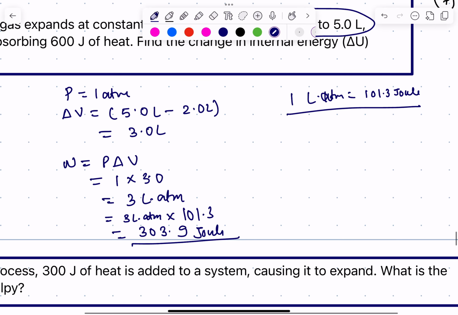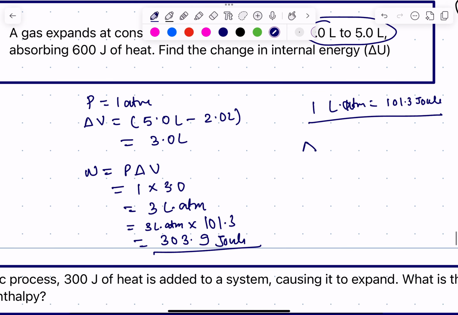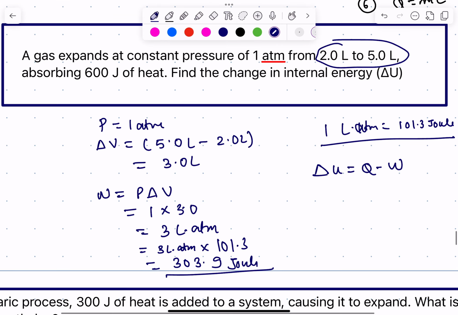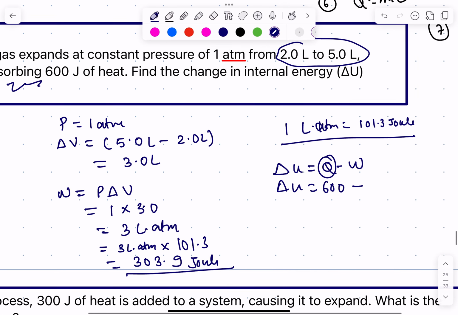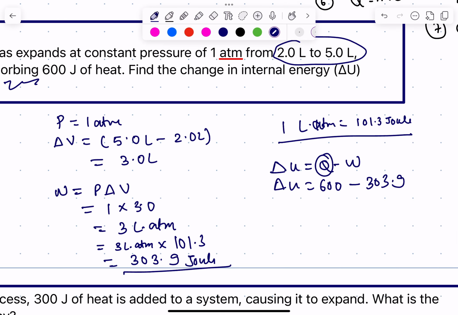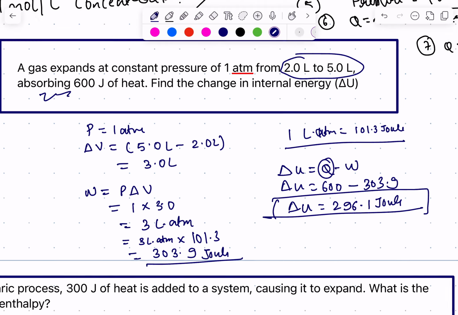Okay, so we have calculated the work done, that is this thing. So now you know the formula of internal energy. Yes, delta U is equals to Q minus W, and we have to calculate delta U. You know the heat is absorbed, which means it will be positive. Okay, and minus 303.9, which will be equal to 600 minus 303.9, 296.1 joule. Anyone is having any doubt in this?